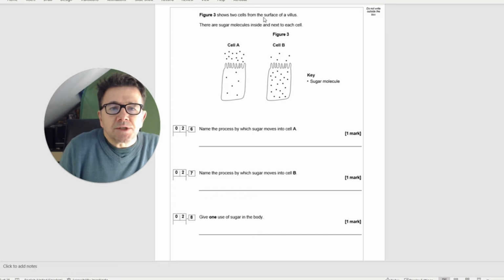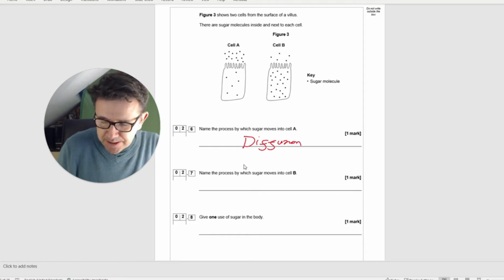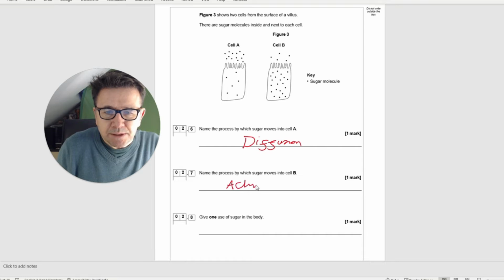So this next question shows 2 cells from the surface of a villus, sugar molecules inside and next to each cell. So it asks you to name the process. So this is transport across molecules in cell biology. So A, how is it getting from A, so outside, inside? Well, that would be diffusion, because it's going from a higher to a lower concentration. So it's diffusion. And name the process by which sugar moves into cell B. So you can see there's a low concentration there, and there's a higher concentration, so it must be active transport.